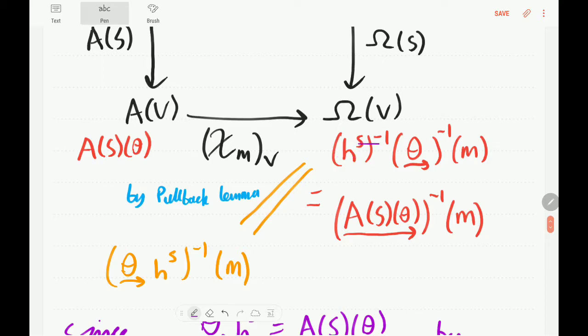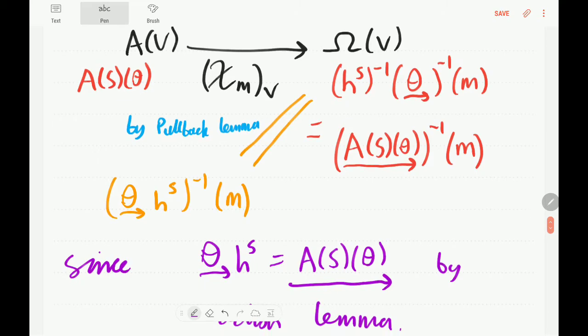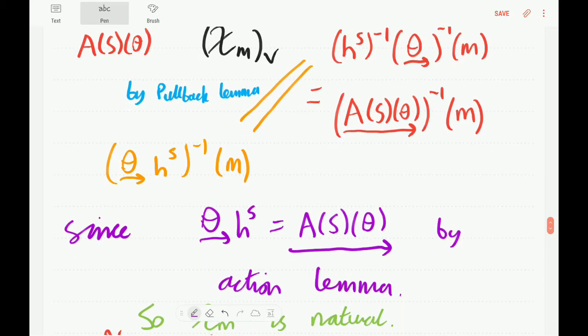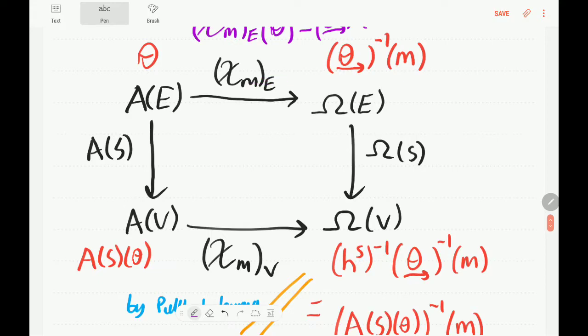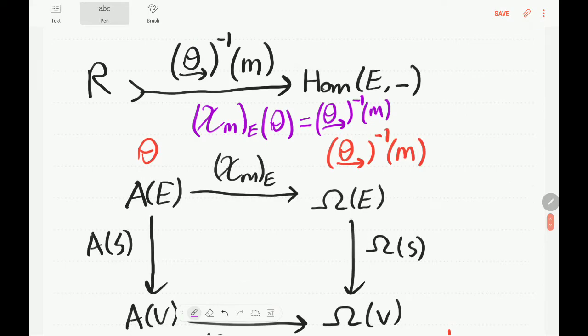But then notice that according to the pullback lemma, we can rewrite this top expression here, HS to the -1 theta under arrow to the -1 of M, as just the pullback of M along theta under arrow after HS. And also, by the action lemma, we have that theta under arrow after HS is just going to equal AS of theta under arrow. So indeed, these things are equal, and chi of M, with components chi M of E defined as I wrote here, does give us a natural transformation.